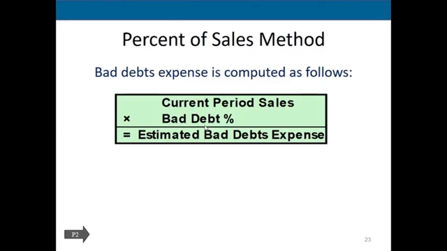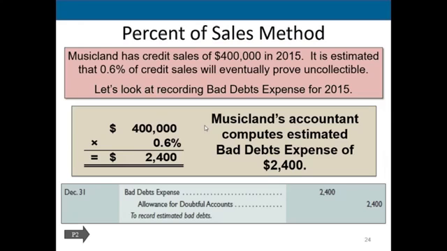How do we compute it? We simply take current period sales and multiply it by some estimated percentage that you've based on some trend, some history. Management has made a decision. Here's what it would look like if Musicland has credit sales of $400,000 in 2015 and it estimates that 0.6% of credit sales will eventually prove uncollectible. It's basically just going to charge $2,400 into bad debt expense, and push the $2,400 into the allowance.